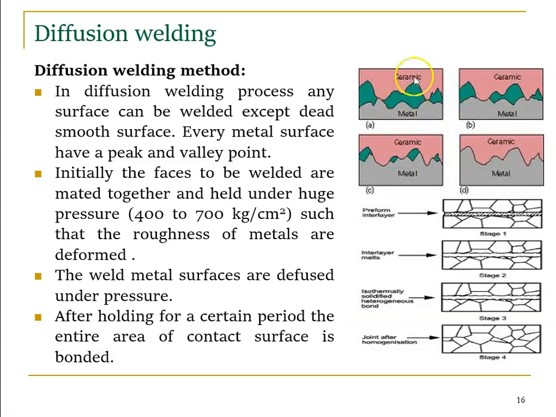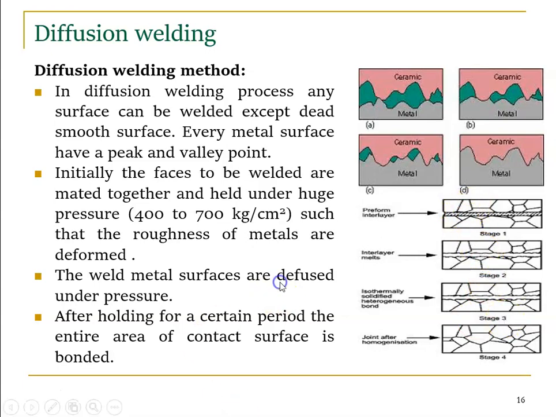So we have some peak. If you apply pressure on that, the peak will reduce. The atoms between these ceramics as well as metals get exchanged. So we can get a bond like this, right? So this is diffusion welding, right? The stages are represented here.